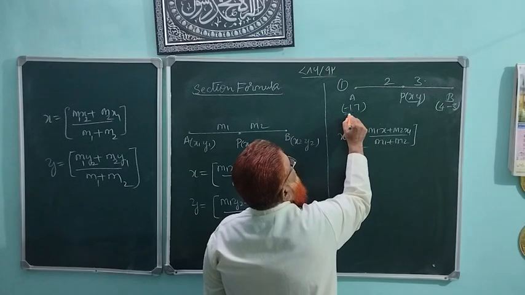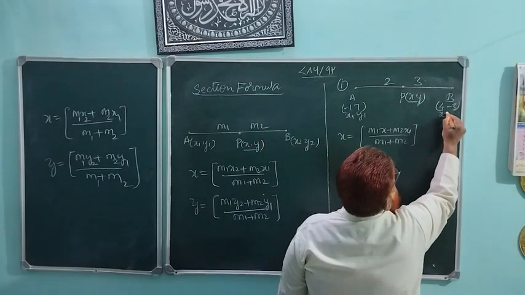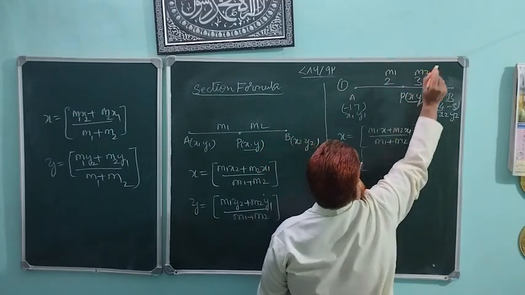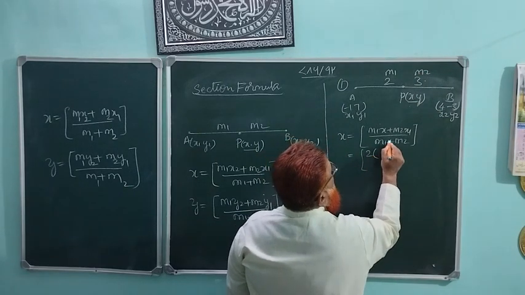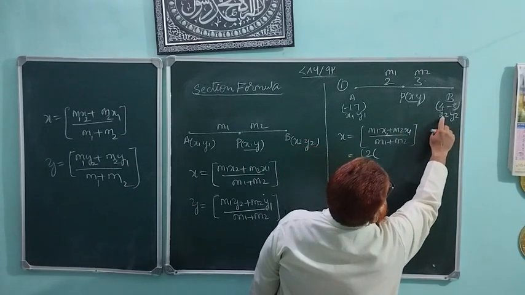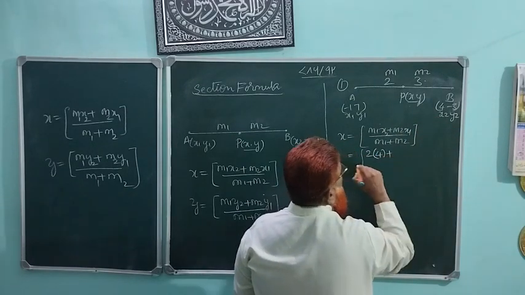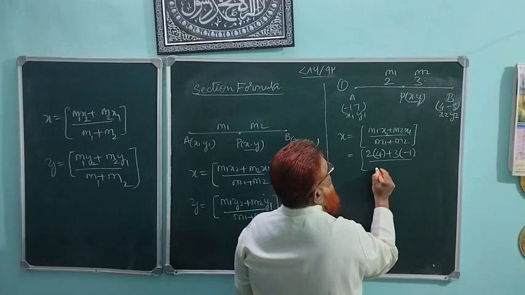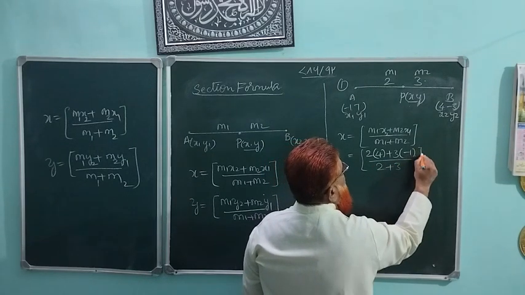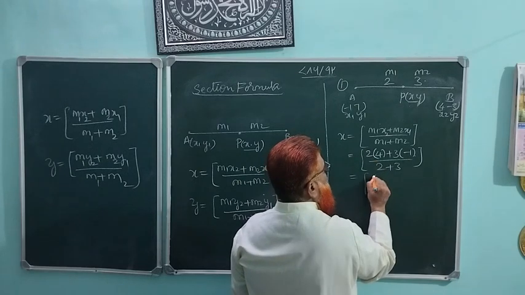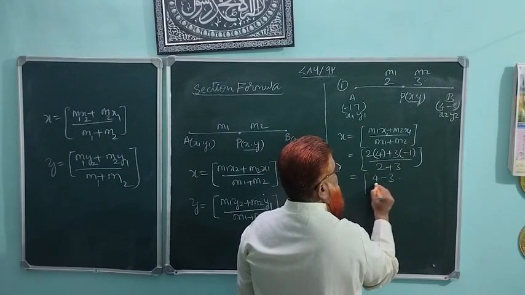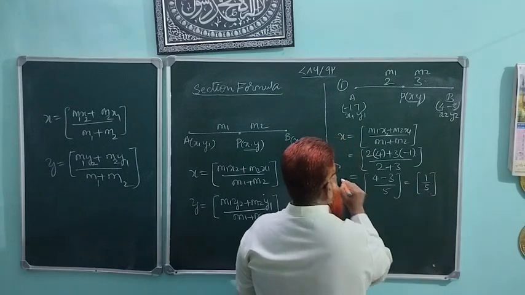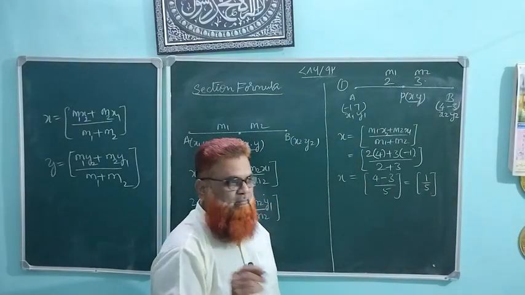Then you have to indicate x1 y1, x2 y2, and the ratio is m1 and m2. m1 is 2, what is x2? x2 is here, that is our 4, plus m2 is 3, and x1 is -1, divided by m1 plus m2, that is 2 plus 3. 2 4s are 8, plus 3 times -1 is -3, by 5. 4 minus 3 is equal to 1 by 5. So the coordinate of x is 1 by 5.